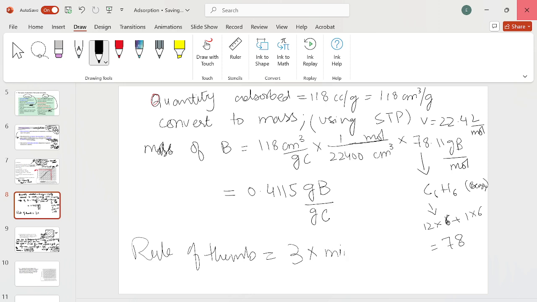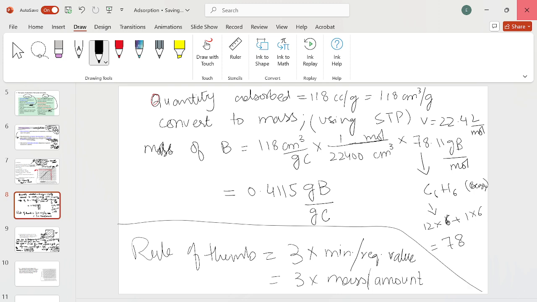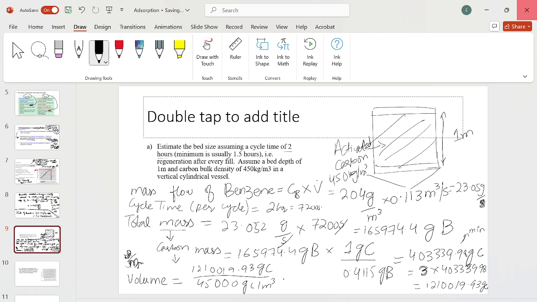So the minimum or required value, 3 into any mass amount. That is a rule of thumb for the adsorption column. So we are using that mass here, the maximum that should be here. So this is the volume of carbon that should be used.